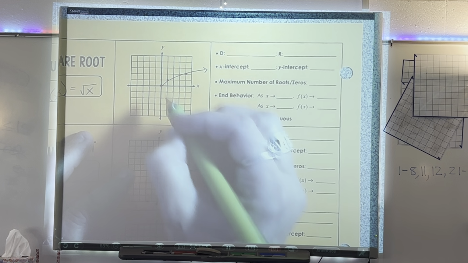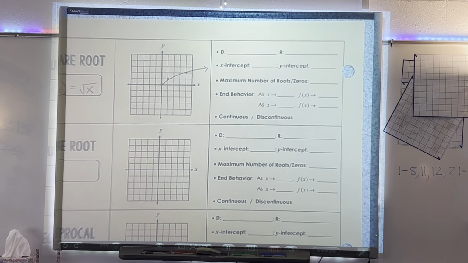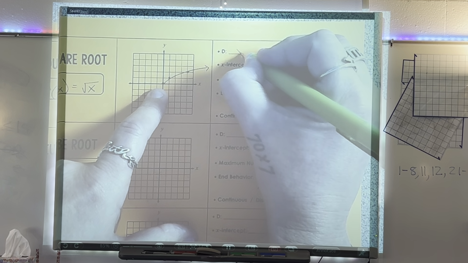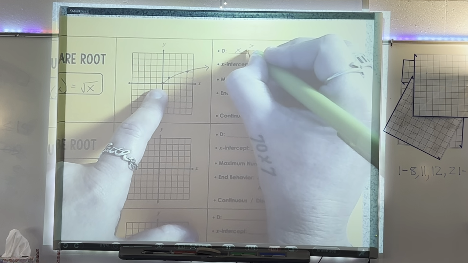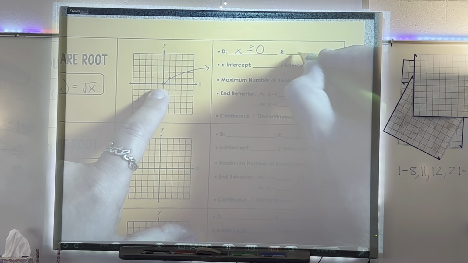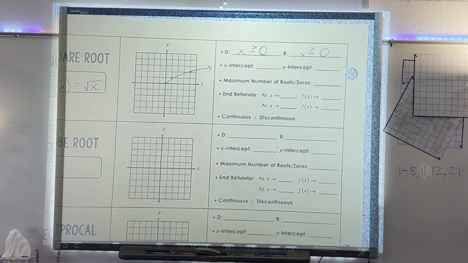All right, so our domain here also doesn't go forever in both directions, right? Like it has a starting spot. It starts at 0. So I would say x is greater than or equal to 0, and I would say the same thing for y. It is greater than or equal to 0. And again, once we make transformations, those numbers are going to move, but for the parent function, that's where it starts. Does that make sense to y'all?